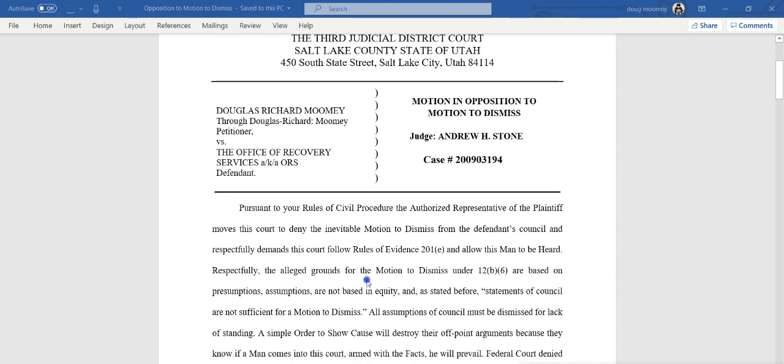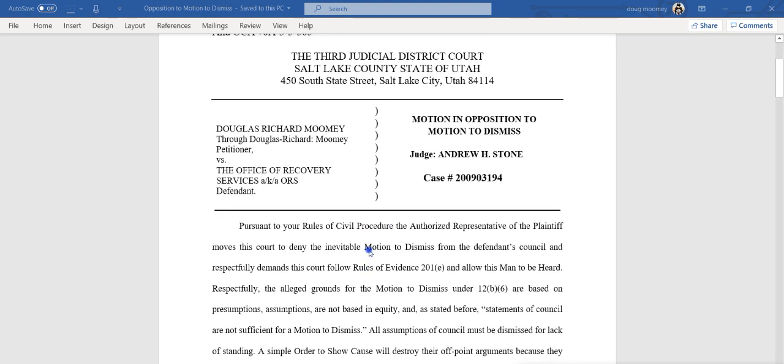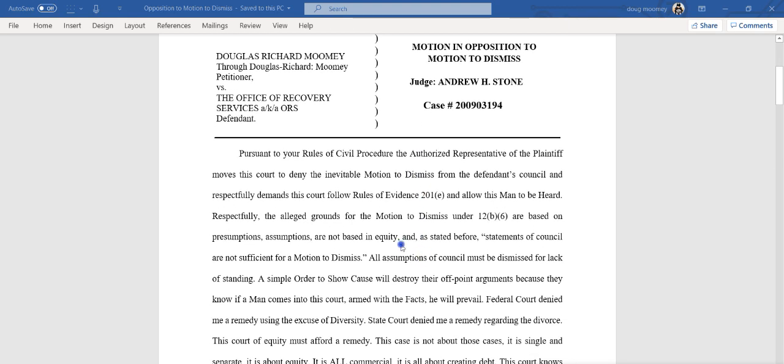We had a little issue with Movavi yesterday, my screen recorder. So here's the motion in opposition to their motion to dismiss. Let's go through this. Of course, Douglas Mooney through Douglas Mooney. Here's your all cap. Motion in opposition. Here's the case number. Here's the judge. Well, the clerk.